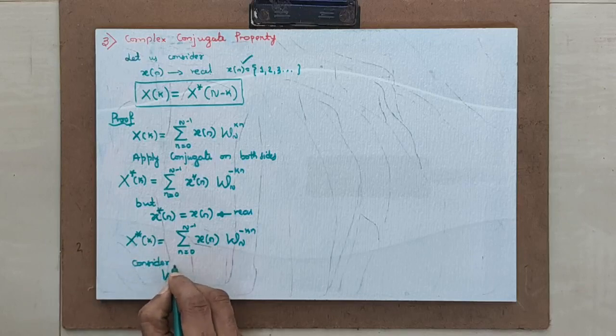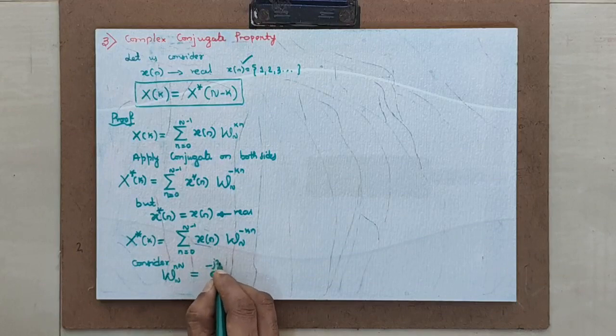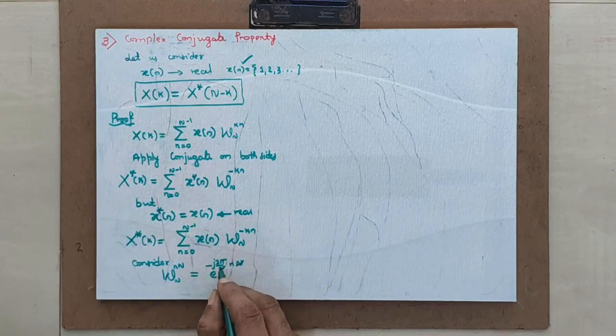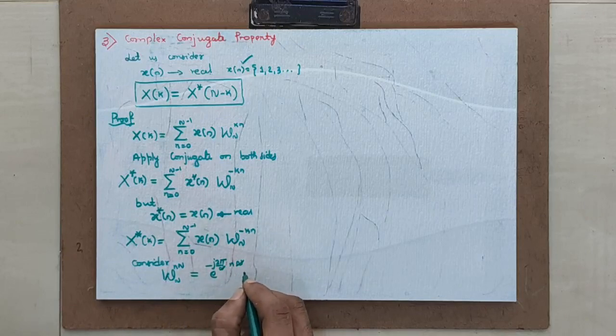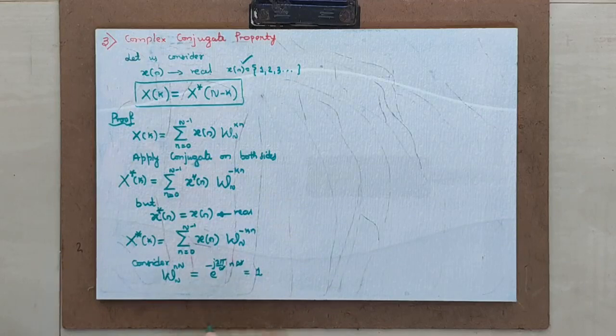W_N raised to N into n. What is this value? You know that W_N means e raised to minus j 2 pi by N, multiplied by N into n. This N cancels. It becomes e raised to minus j 2 pi n. What exactly is e raised to minus j 2 pi n? It is nothing but cos 2 pi minus j sin 2 pi. This value is nothing but 1. Correct?